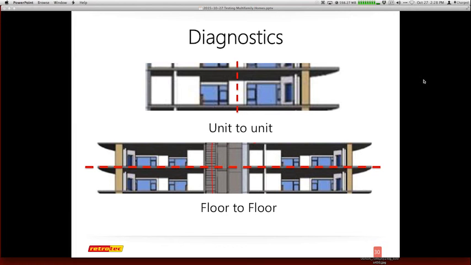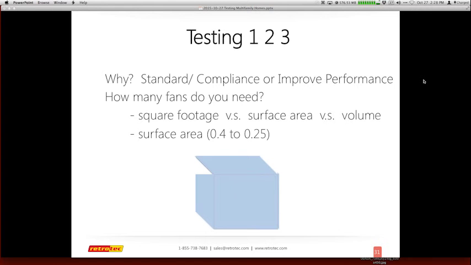One of the other tests which we're going to talk about is trying to separate unit to unit or floor to floor, more of a compartmentalization test. So I thought I'd try and illustrate that now. And one of the questions is, when you're testing, you want to make sure we're clear on if we're doing surface area versus volume.